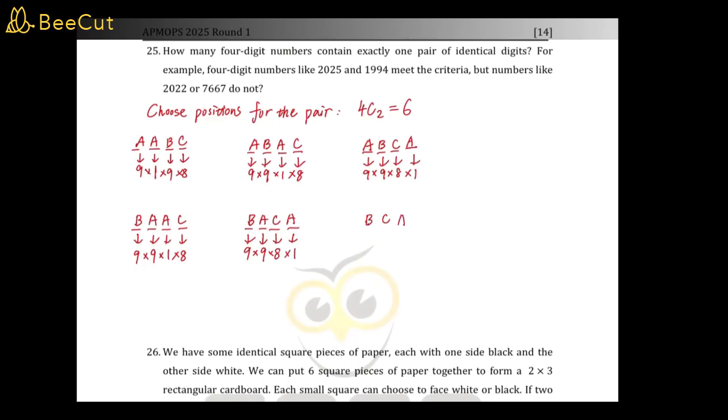And the last one is BCAA. B is 9, C is different from B, 10 minus 1, 9. Now A is different from both C and B, that's 8. Second A is one way. Also 9 times 9 times 8. Right, you can see out of these 6 positions, 1, 2, 3, 4, 5, 6, the number of ways is always the same. It's always 9 times 9 times 8. So the total is 6 times 9 times 9 times 8. The total is 3888.